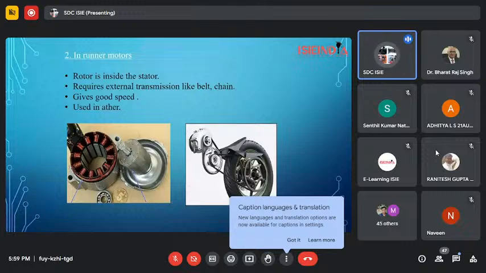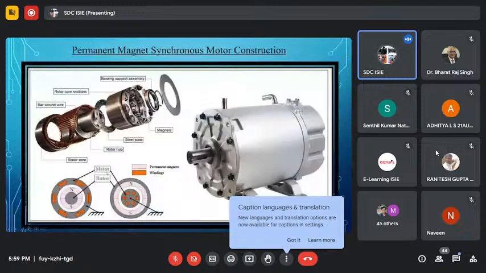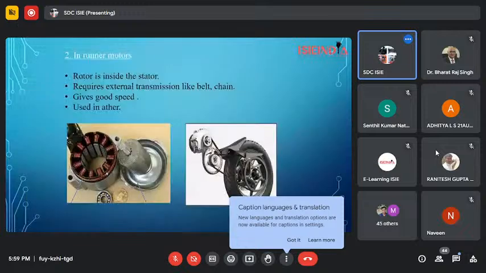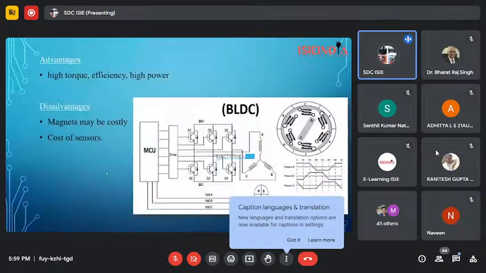And how will the controller know when to make this magnet north or when to make this magnet south? With the help of the Hall effect sensor. So that Hall effect sensor will tell the controller, as I have told you. Just a second. So this Hall effect sensor will tell the controller when to make this coil north or when to make this coil south.